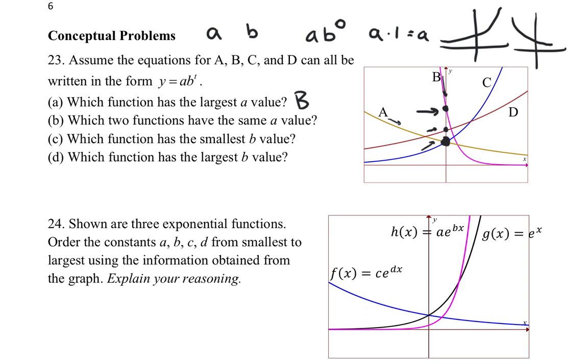Which two functions have the same A value? We answered that too. The gold line A and C both share a y-intercept, so they have the same A value. Which function has the smallest B value?